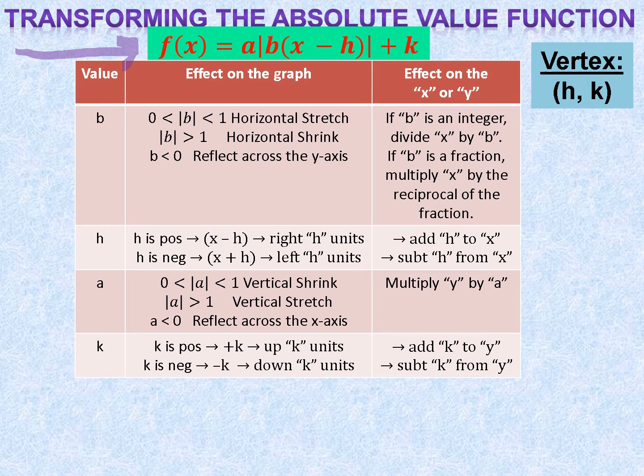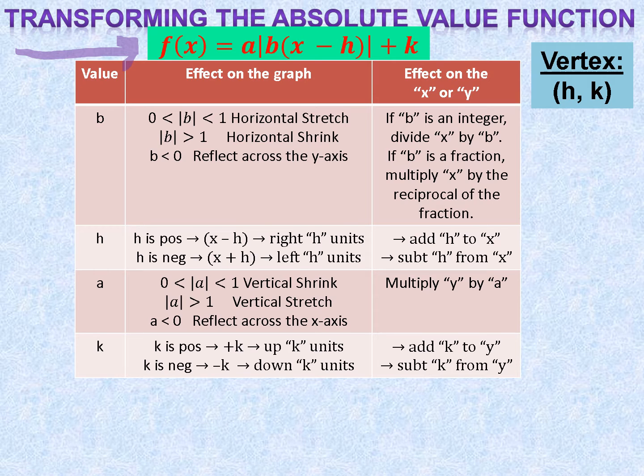Well, if b is an integer, so if that's 2 times x minus h, we're going to divide, because remember, anything inside the absolute value bars, that's going to be opposite day.